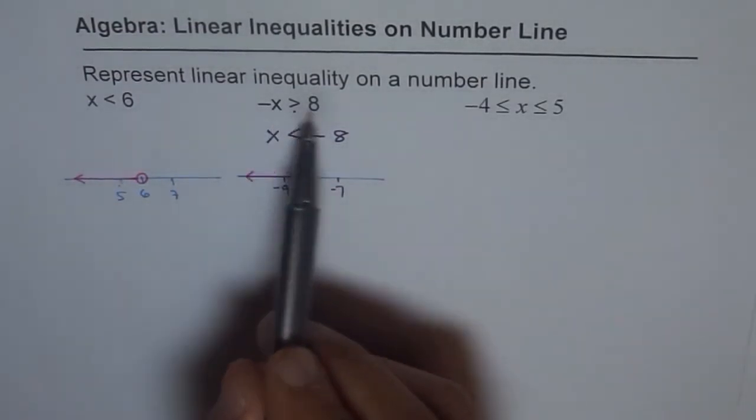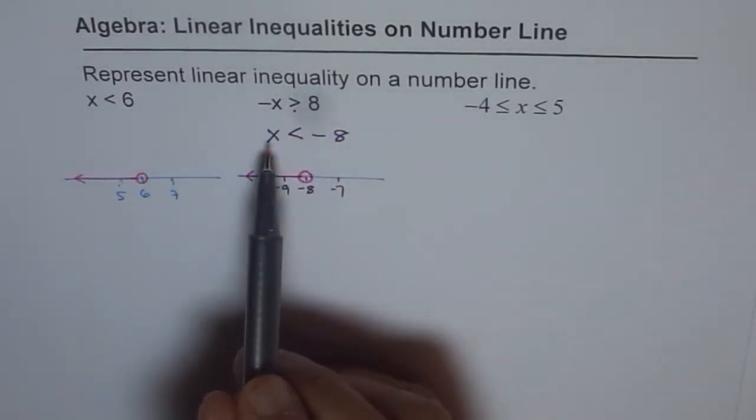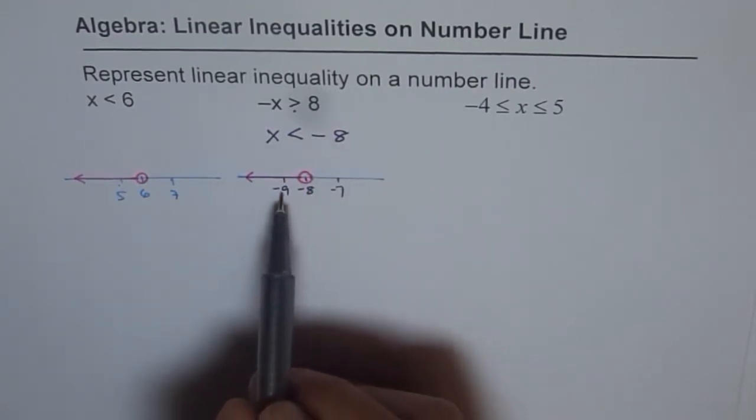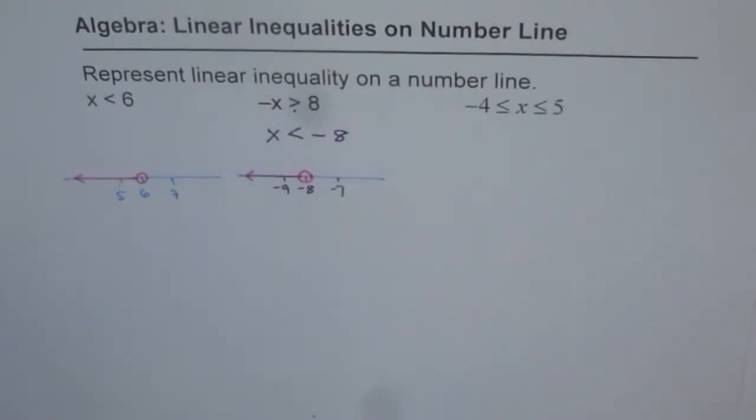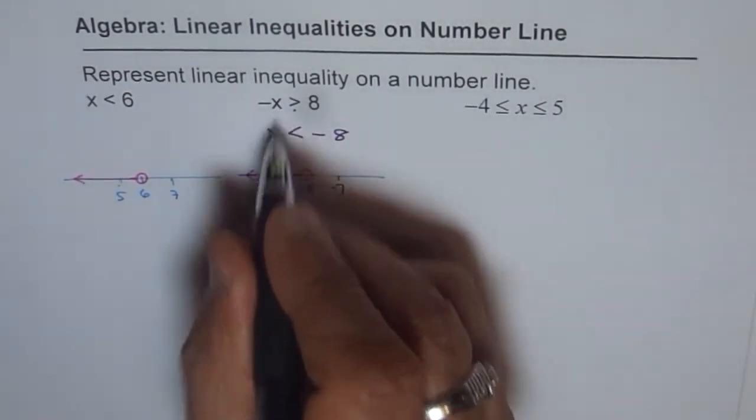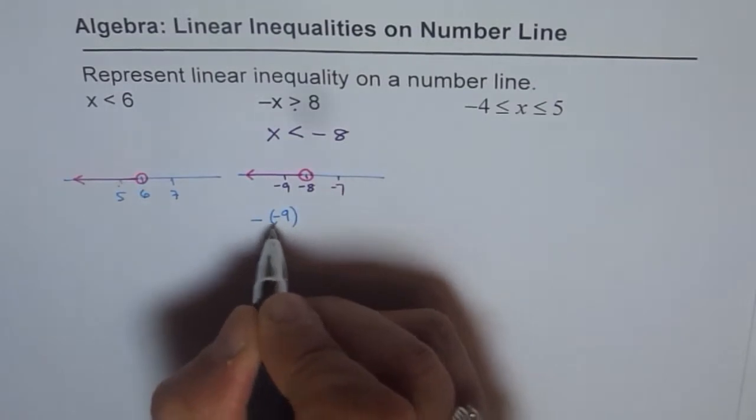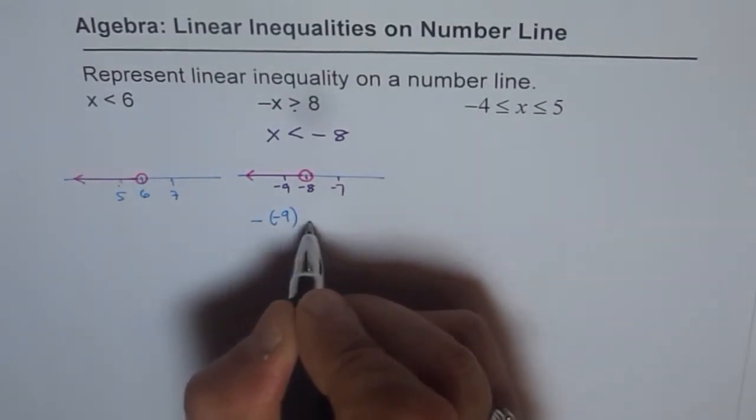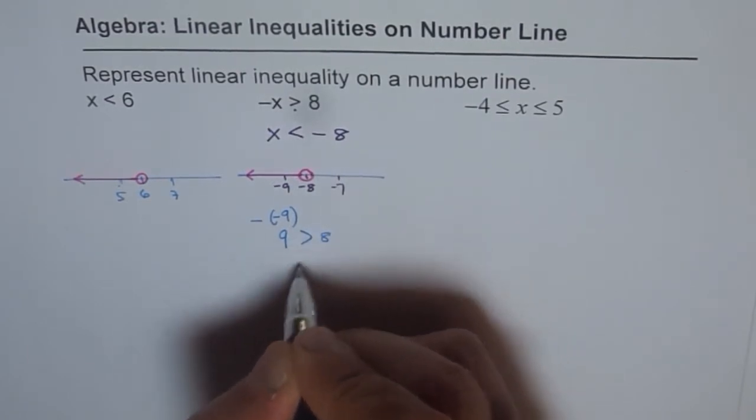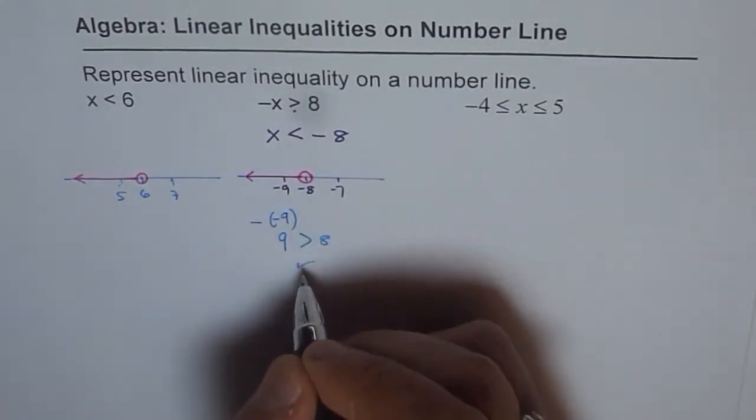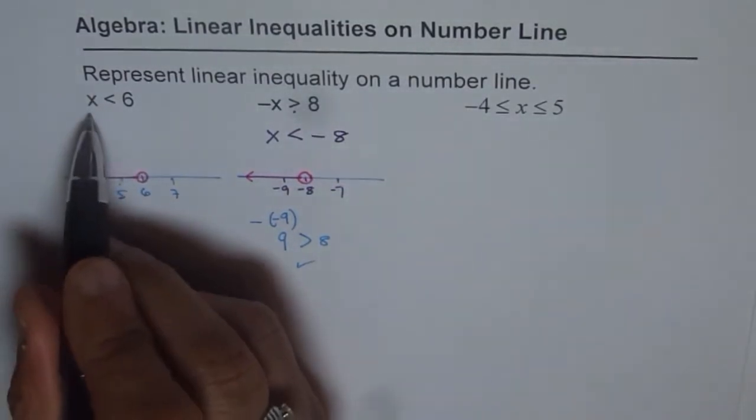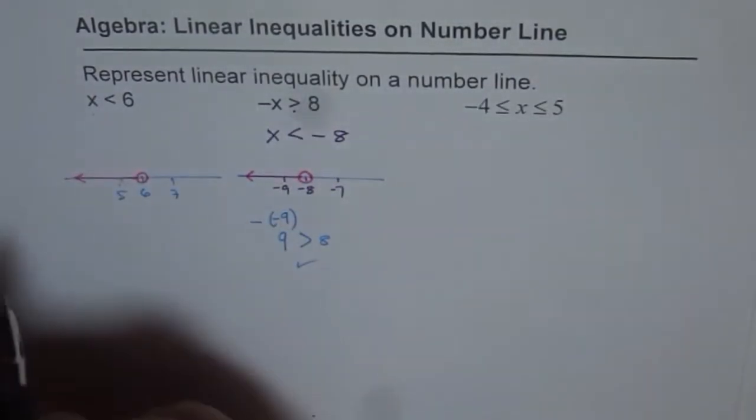So minus x greater than 8 really means that x is less than minus 8. So if I write minus 9 instead of x, what do I get? Let's check. So we have minus, and instead of x, I'm writing minus 9. I get what? This is equal to plus 9, you see. And we know 9 is greater than 8, so that is correct. So it is important to check your result also. Here also you can check. If you write 5 here, 5 is less than 6, that is correct.